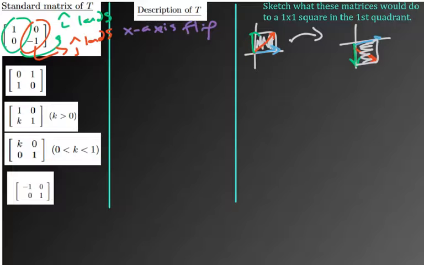So the next one is, i hat is going to j hat, and j hat's going to i hat. So there's a flip again, but this time it's going to be a flip over the line y equals x. And so literally this little 1 by 1 square right here, since it is already symmetric on y equals x, you actually would just stay put right there, okay?